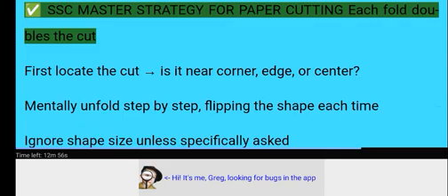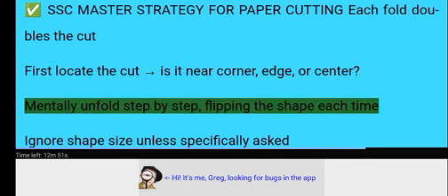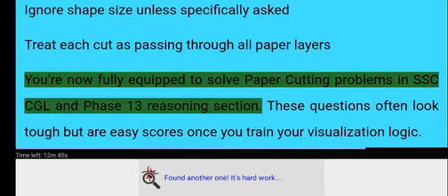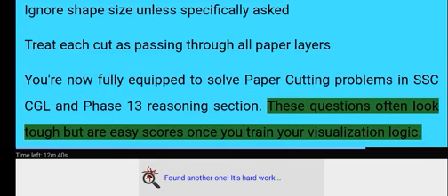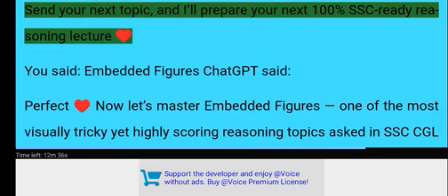SSC master strategy for paper cutting. Each fold doubles the cut. First locate the cut: is it near a corner, edge, or center? Mentally unfold step by step, flipping the shape each time. Ignore shape size unless specifically asked. Treat each cut as passing through all paper layers. You're now fully equipped to solve paper cutting problems in the SSC CGL phase 13 reasoning section. These questions often look tough but are easy scores once you train your visualization logic. Send your next topic, and I'll prepare your next 100% SSC ready reasoning lecture.